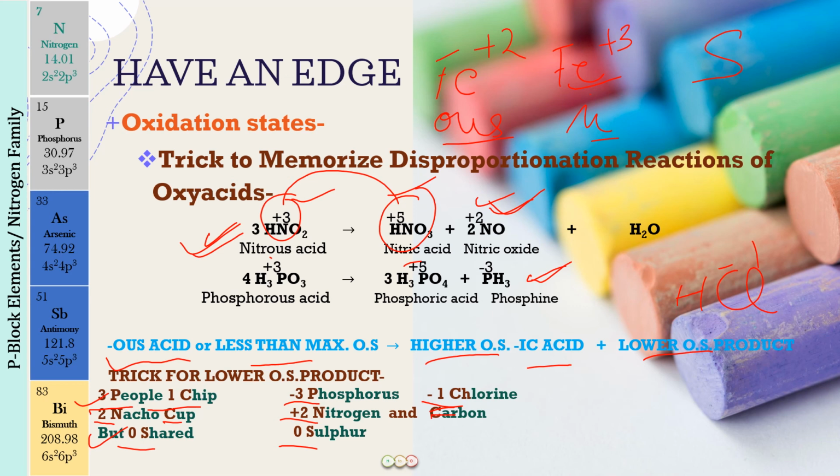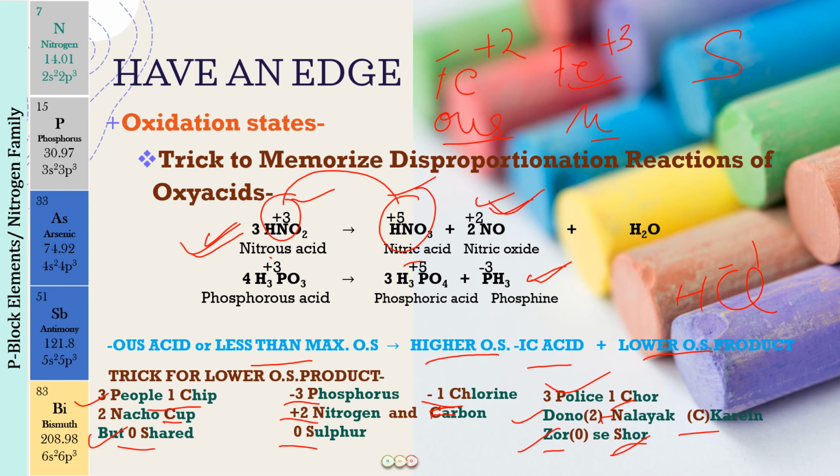There is one more mnemonic for the people who want to remember it in Hindi. I'll speak it in Hindi only now: 3 पुलिस, 1 चोर, दोनों नालायक करे जोर से शोर. So 3 पुलिस, -3 for phosphorus, 1 chor, -1 for chlorine. Dono is 2, so +2 for nitrogen, and kare C for carbon, and zor is 0. You can remember 0 for zor, and shor is going to be sulfur. So this is how you can remember these reactions. I hope you will find them easy to remember this way.